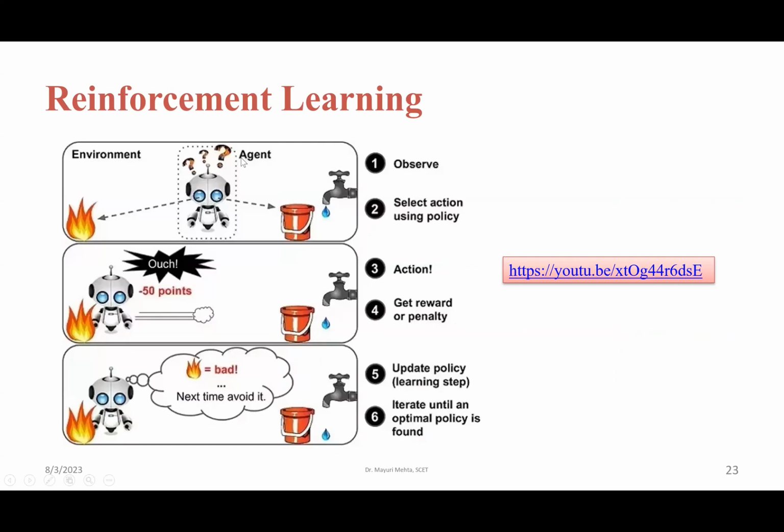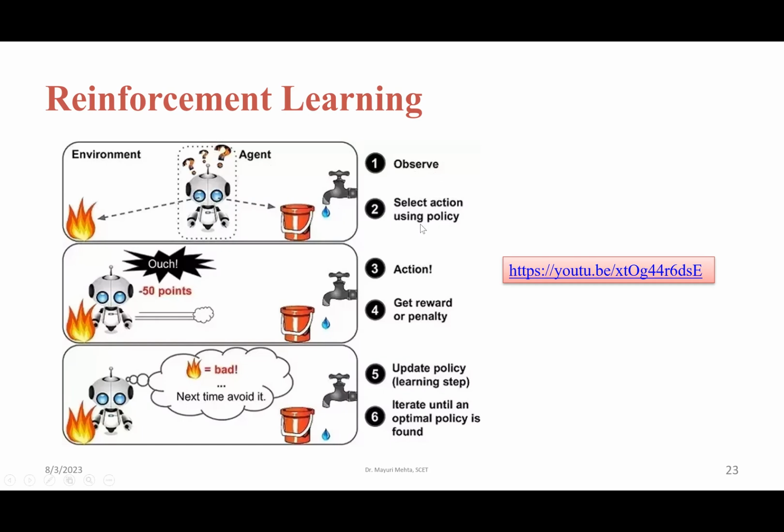So here, as I told you, there is an agent. The agent is put into the environment. The agent has to learn on its own what the dangers are, what is good and what is not good, because in future it has to take decisions on its own. Initially the agent may take a wrong decision. If a wrong decision is taken, then a penalty is given to the agent. And if a right decision is taken, then rewards are given to the agent.